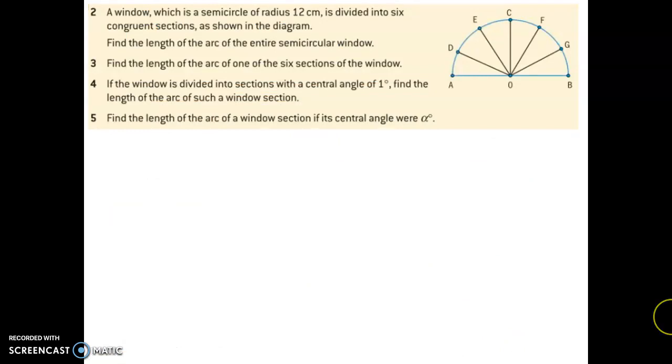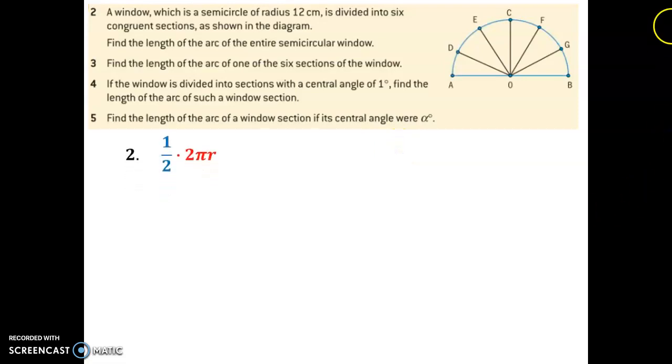Well done. So let's continue our exploration. Here we have a window, which is a semicircle of radius 12. So each of these lengths here to the center is 12. It is divided into 6 congruent sections. That means 6 identical sections, as shown in the diagram. Find the length of the arc of the entire semicircular window. How long is this arc? Use the little formula we just came up with, right?